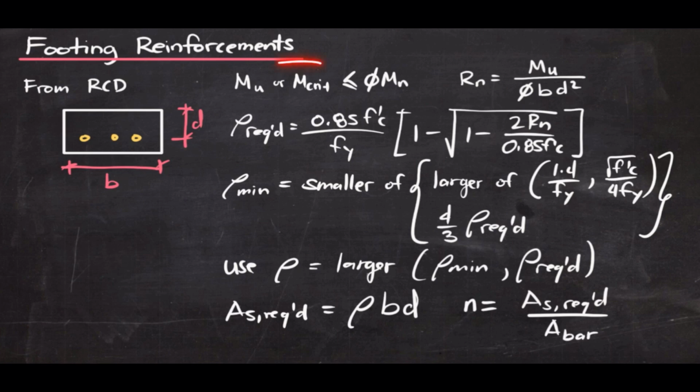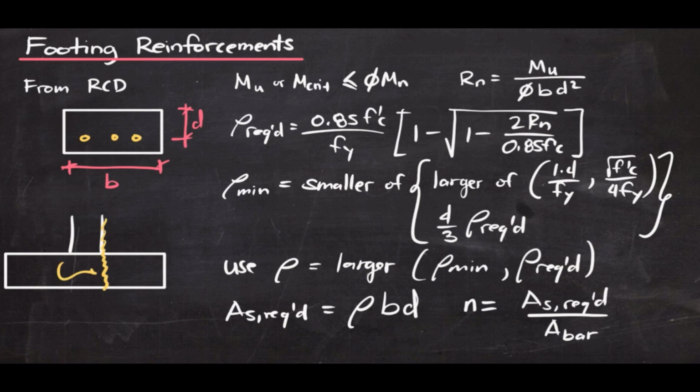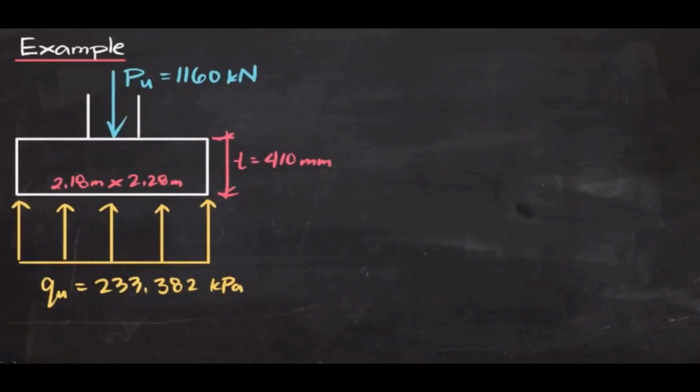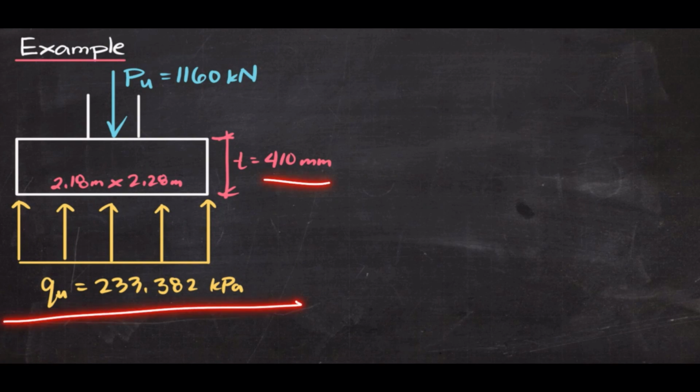Now, how do we know what the critical moment is? The critical moment can be found at the face of the column. So if this is the section view, at the face of the column here lies our critical moment. Okay? Critical is at the face of the column. Okay? Let's go back to our example, and I have written here the values that we need.